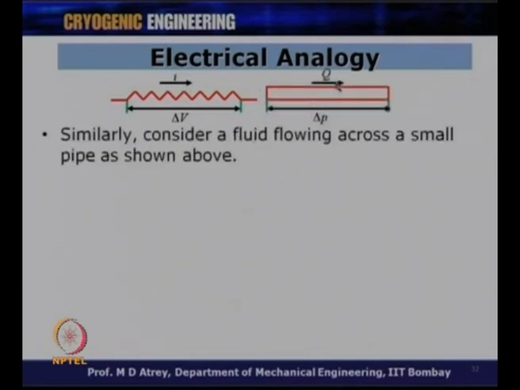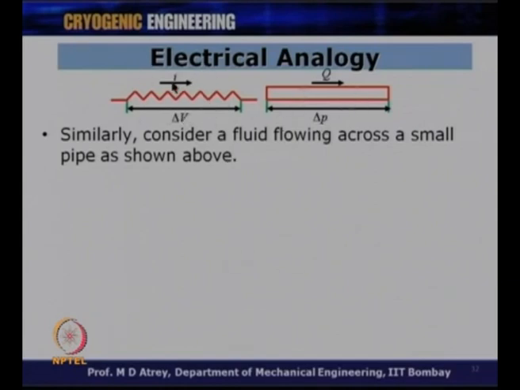In a pipe, a flow Q occurs, which is comparable with I, and this Q occurs only when the delta P occurs across the length of the pipe. The length of the pipe is L and delta P is the pressure drop across the length of the pipe L. Similarly, consider a fluid flowing across a small pipe as shown above. So, I can now compare the electrical circuit with a pipe.